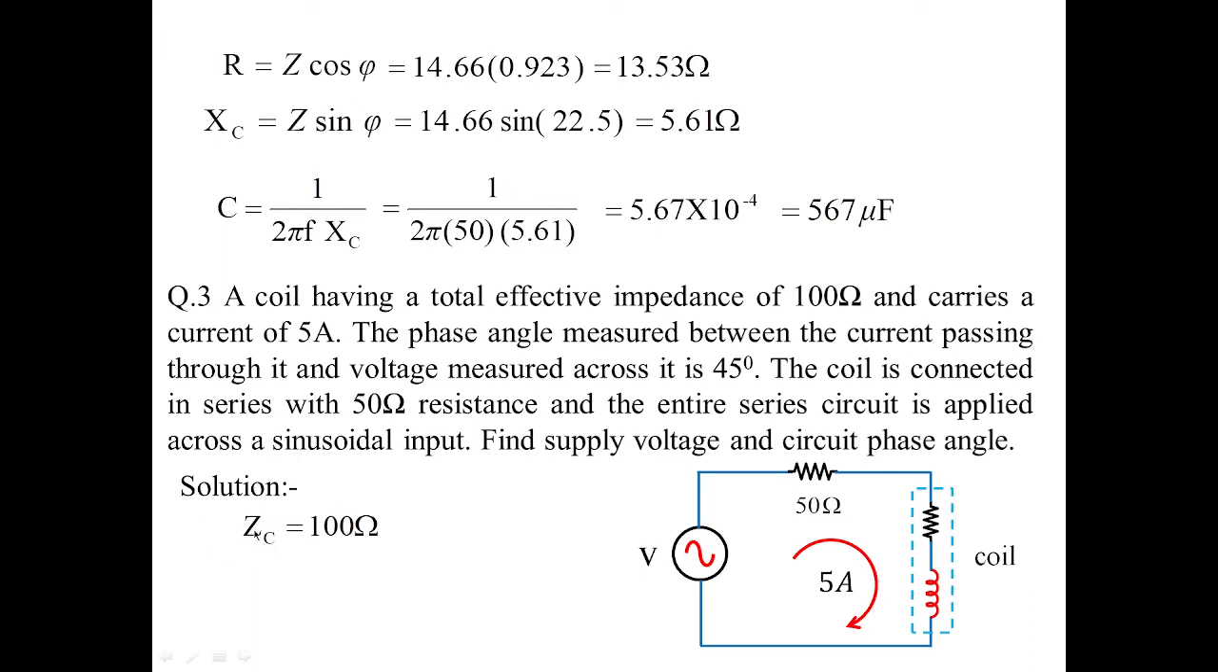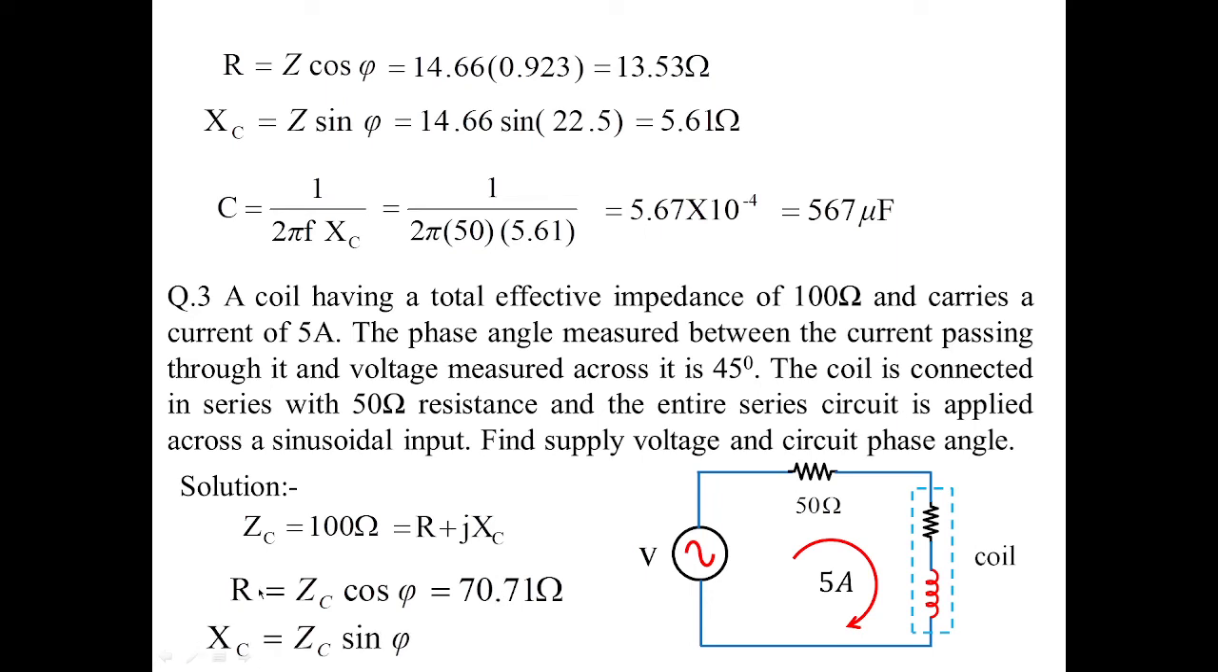So effective impedance I am treating as ZC, which is equal to 100 ohms, which is nothing but R plus jXC, where R can be obtained as the effective impedance times cos phi, which is equal to ZC, 100, multiplied with cos phi. Angle value is 45. So cos 45 is nothing but 1 by root 2. So 1 by root 2 times 100 will give you the value as 70.71 ohms. I hope you understand this with numerical.